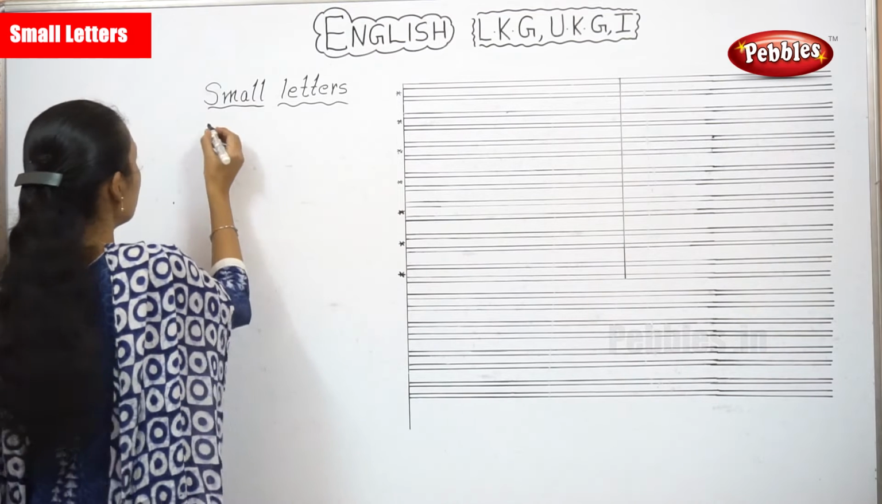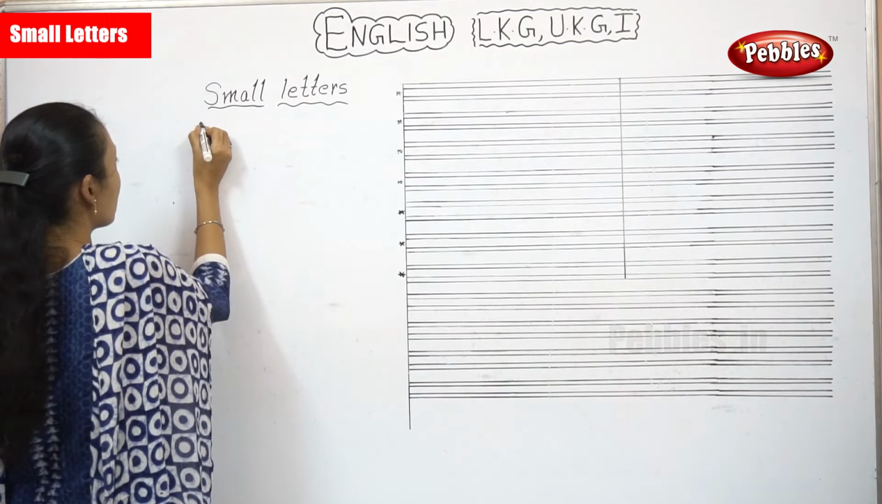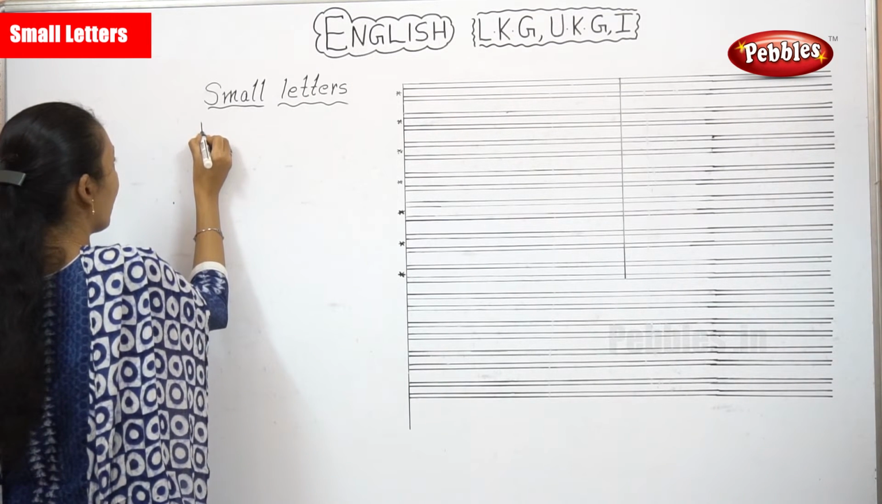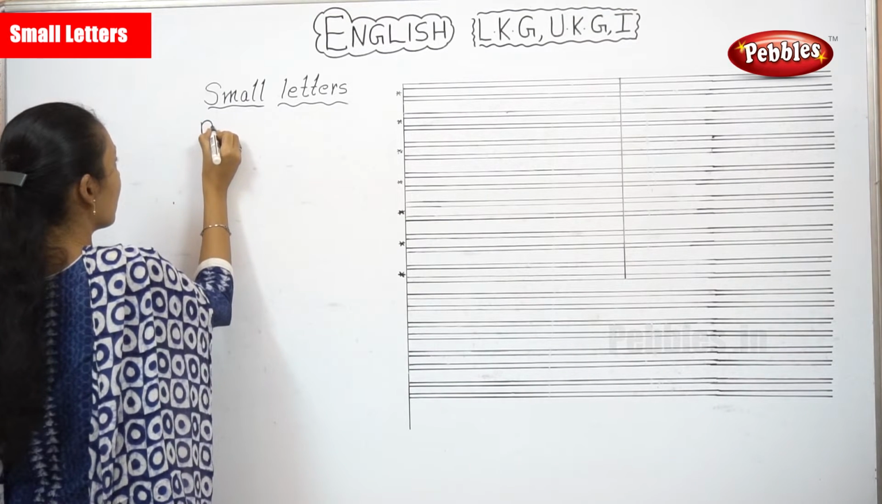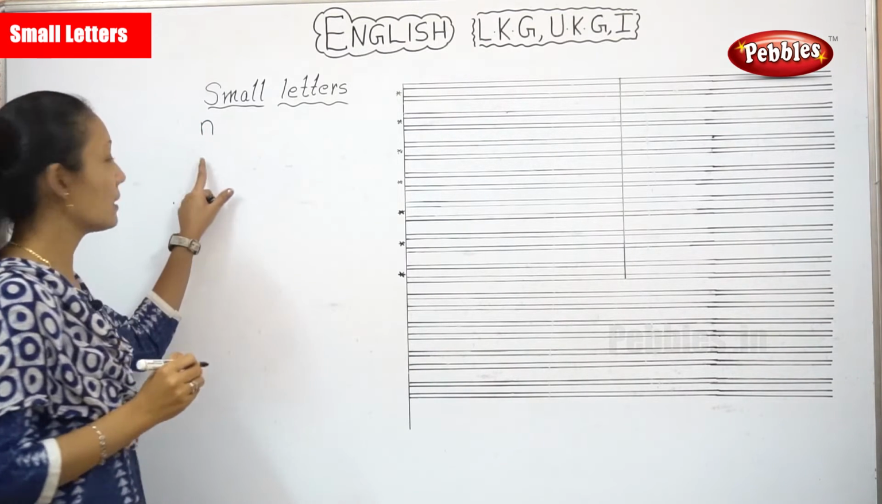So your small letters, your alphabet is N. What is your alphabet? Yes, so you will draw a straight line and a down curve. This is N.